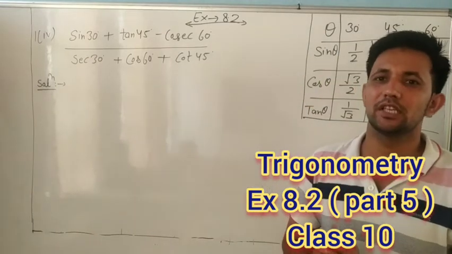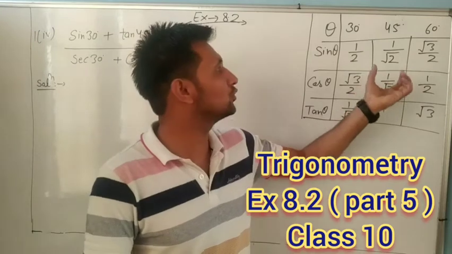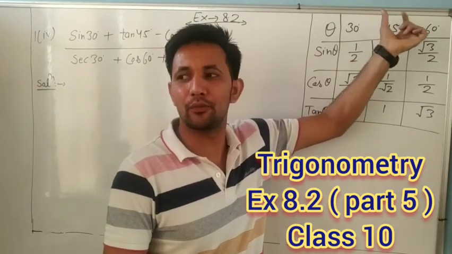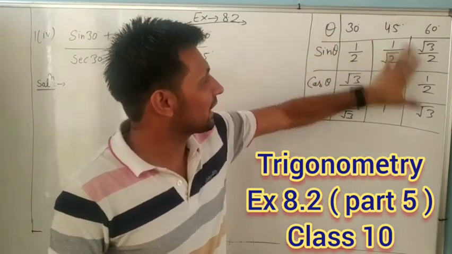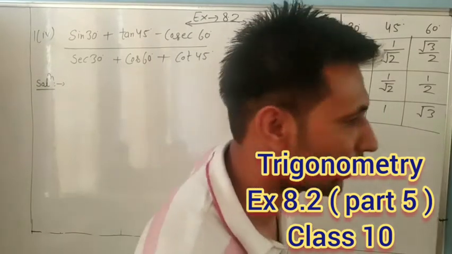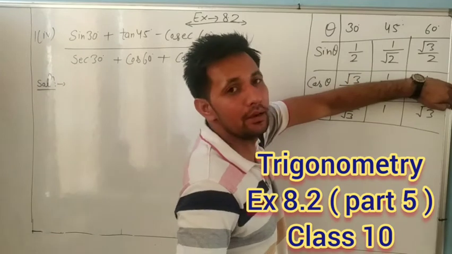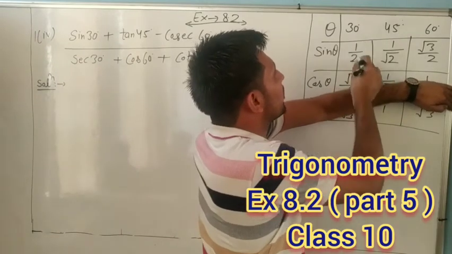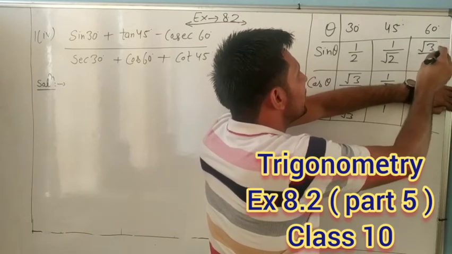Dear students, yesterday we learned how to find the specific values of some specific angles. These are very important. At least 30, 45 and 60 you should know. And how to remember? If you only remember sine values: sine 30 is 1 upon 2, sine 45 is 1 upon root 2 and sine 60 is root 3 by 2.